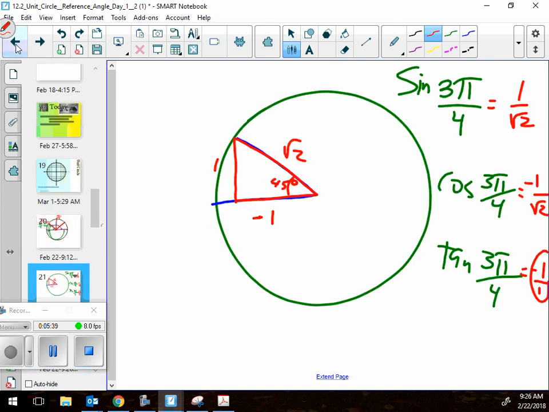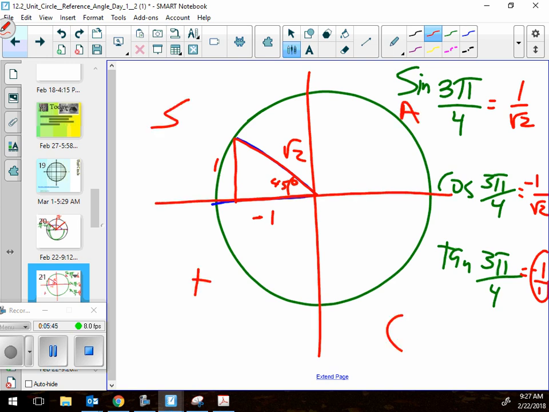Oh, wait, one more thing I should mention. Do you remember the whole ASTC thing I told you yesterday? ASTC. Were we in A, S, T, or C? We were in S. And what does that mean again? That S is sine, and sine is what? Positive. Notice it was the only one that was positive. The others came out negative. In this quadrant, the only thing that would have come out positive would have been tangent.